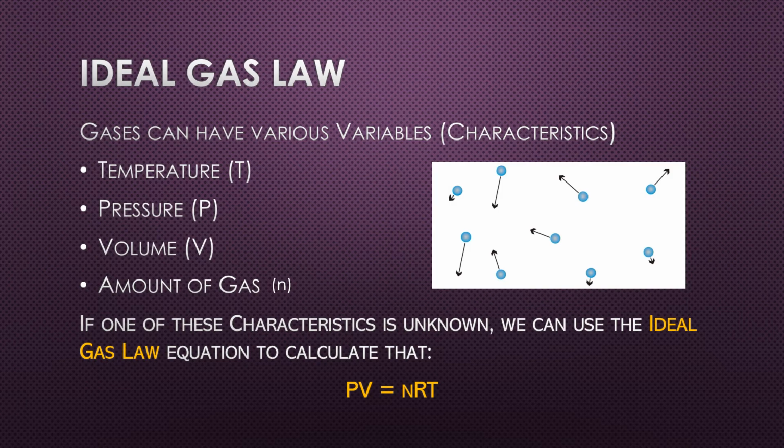Just notice one thing here, that this n is supposed to be a lowercase n. So the ideal gas law is PV equals nRT. We won't get into the complication of how we got that law or how we can derive this equation. Just memorize this. This is the ideal gas law, PV equals nRT.